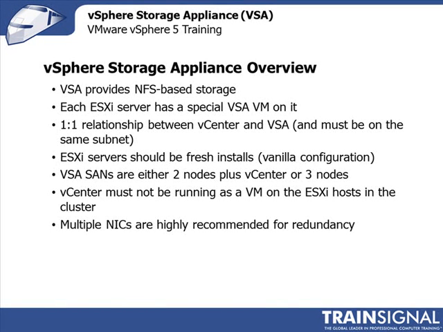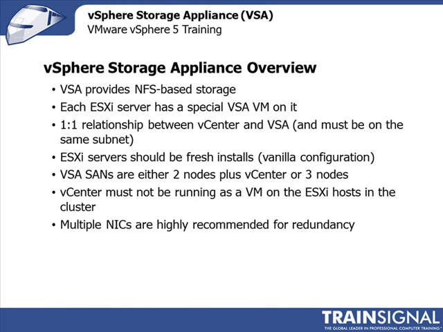Each ESXi server should be a fresh vanilla configuration, as VMware says, and a VSA SAN can either be 2 nodes plus vCenter or 3 nodes, and I've got some graphics here in just a second that depict that. vCenter must not be running as a virtual machine on the ESXi hosts in the cluster. This is unfortunate because most of us, if you're an SMB and you just have 2 or 3 servers, likely you don't have another server just sitting around to run vCenter, or you were hoping not to have to do that.